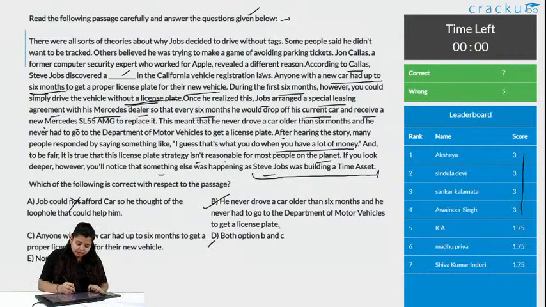No, as we have option D, that is both B and C can be correct. So, let us take option C. Anyone with a new car had up to 6 months to get a proper license plate for the new vehicle. So, that means this is also correct. Option D is the correct answer, that is both option B and C, and 7 people got this correct and 5 wrong.